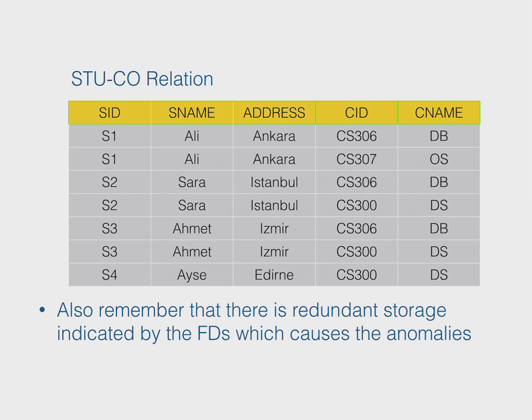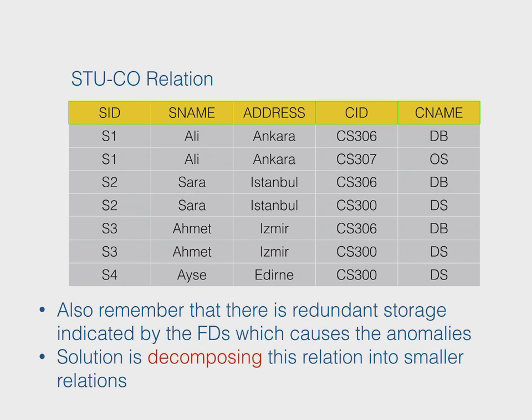Also remember that there is redundant storage, which is indicated by the functional dependencies, and redundant storage causes anomalies, which are insertion, deletion, and update anomalies. And the solution in order to get rid of the anomalies is decomposition, to decompose this relation into smaller relations.